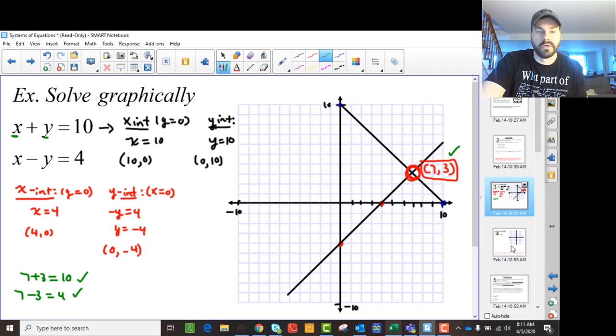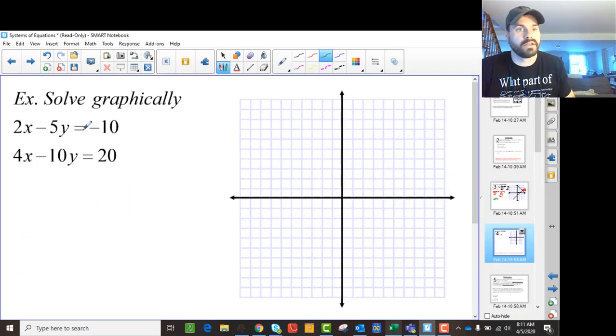So let's look at a second one. Okay, 2x minus 5y equals minus 10, and then 4x minus 10y equals 20. So I'm going to start by finding the x and y intercepts of each of these. So the x-intercept here is going to be, again, y is 0, so 2x is equal to minus 10, which means that x is minus 5. So my x-intercept is (-5, 0).